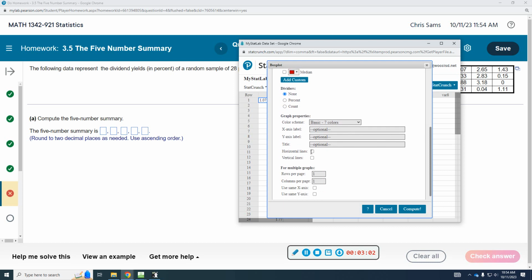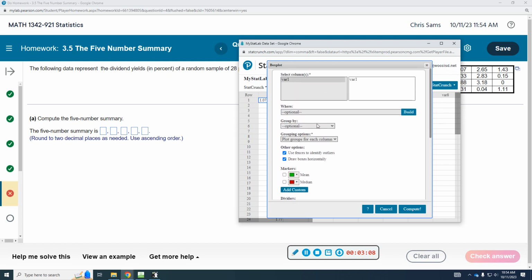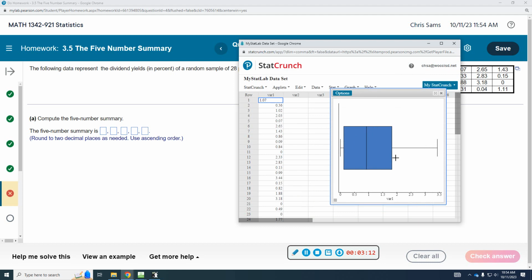There's a lot of options that you can play with, so you can kind of look there. I think we want to use the same x-axis if we had more than one. We only have one, so we're going to compute. Once you do that, it draws the box plot for you. As you hover your cursor, if you stop it anywhere, it shows you those values. So it tells you the IQR, interquartile range, the number of values, lower limit, upper limit, and all the quartiles.